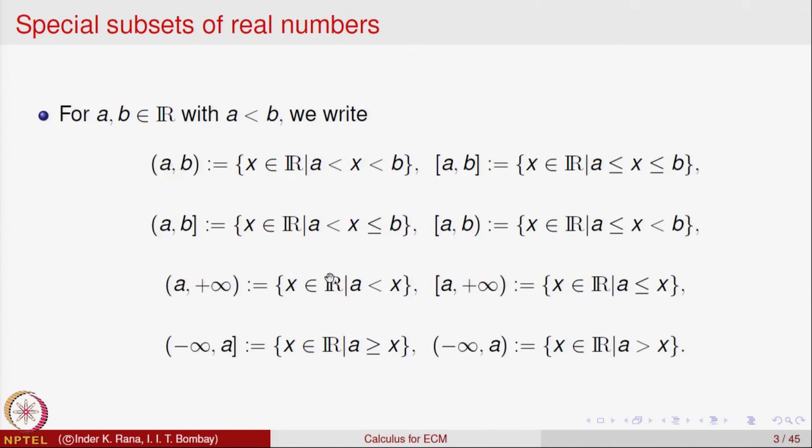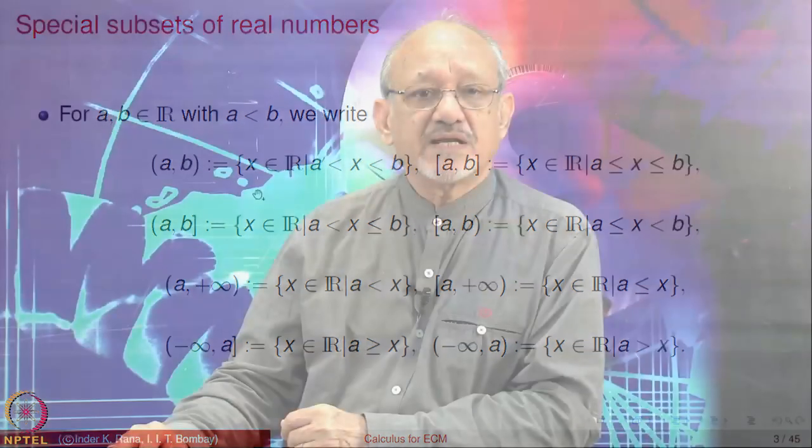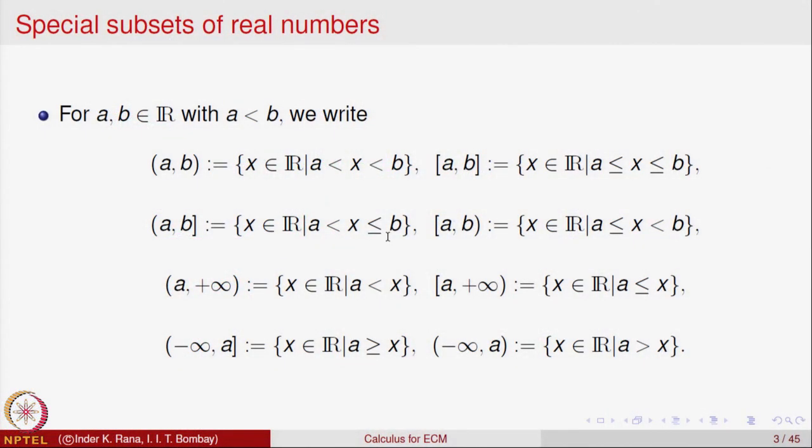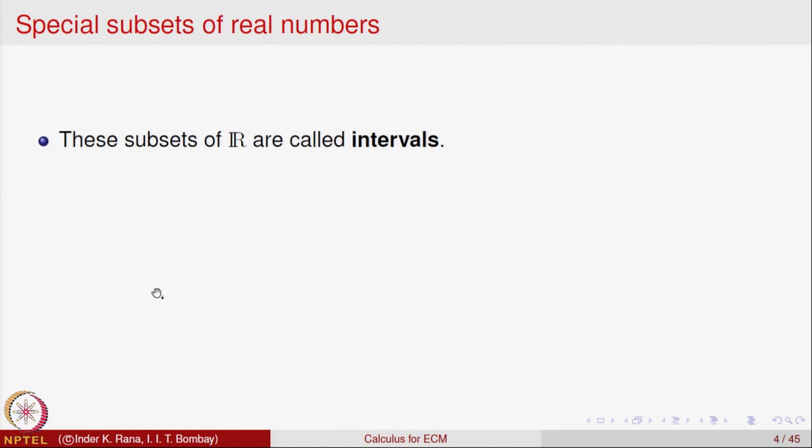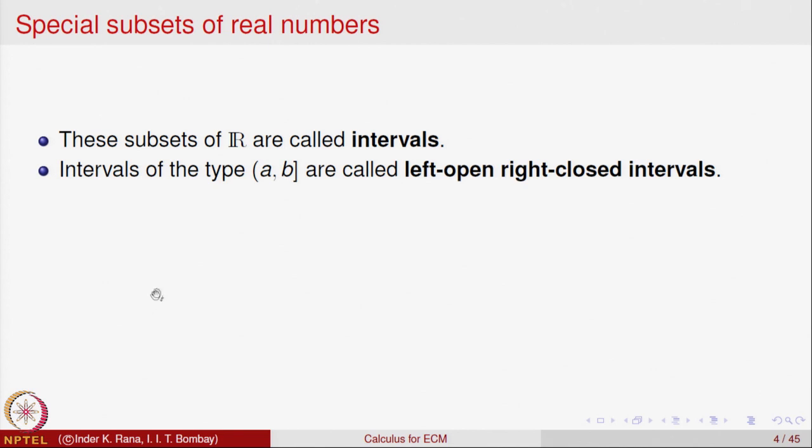All these are subsets of a real line and they are called intervals. Just keep in mind, whenever a circular thing is coming, there is a strict inequality. Whenever there is a less than or equal to, there is a square thing coming. And also keep in mind, this plus infinity and minus infinity are just symbols, they are not numbers. So, all these are subsets of the real line.